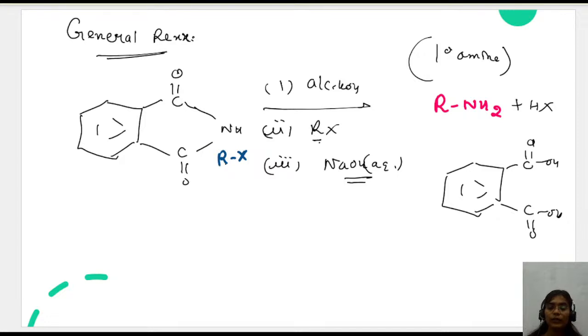Now, what about the mechanism? Is the mechanism important? Yes, of course. This is a really, really important naming reaction of this chapter. So let's talk about the mechanism part now. Okay, so mechanism.